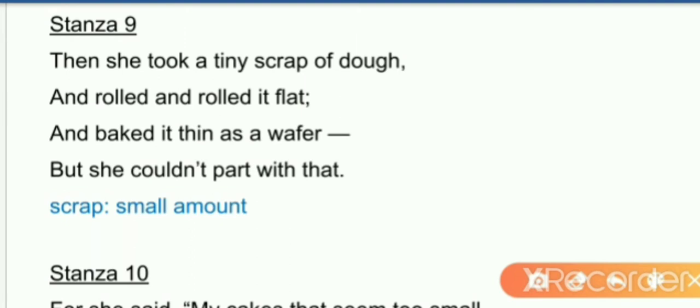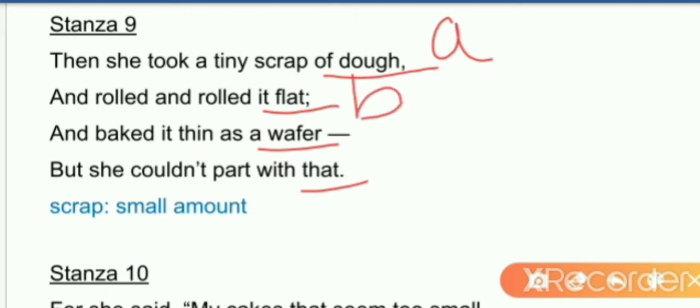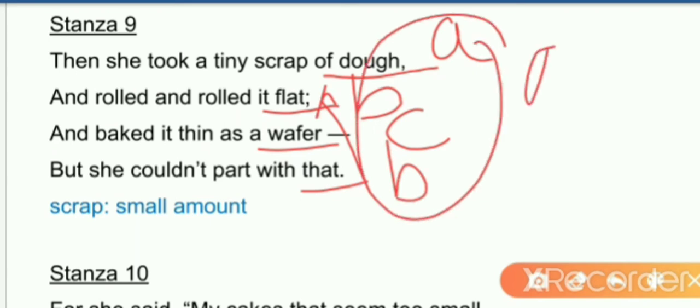First of all, rhyme scheme, and to identify the rhyme scheme, we see the last word of the line. So here dough, and in next line that is flat, next wafer, and next that. So we start our rhyme scheme with A alphabet. Flat is not rhyming with dough, so it will take B. Wafer is not rhyming with flat and dough, so it will take C. That is rhyming with flat, so it will take B. So the rhyme scheme becomes A, B, C, B.